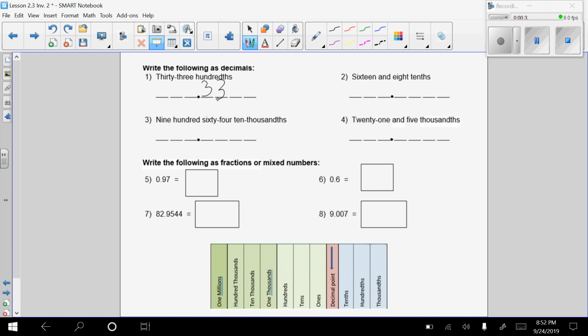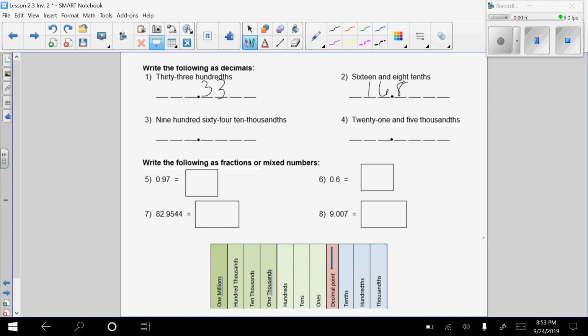Number 2 says 16 and 8/10. That "and" is your decimal point indicator. That tells you where the decimal point is going to be. So I have to write 16 first and 8/10. Well, 8/10 is only one spot past the decimal point.